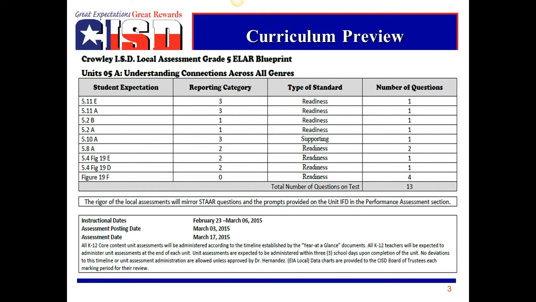Unit 5A is Understanding Connections Across All Genres. The instructional dates are February 23rd through March 6th. The assessment posting date is March 3rd, and the assessment date is March 17th.